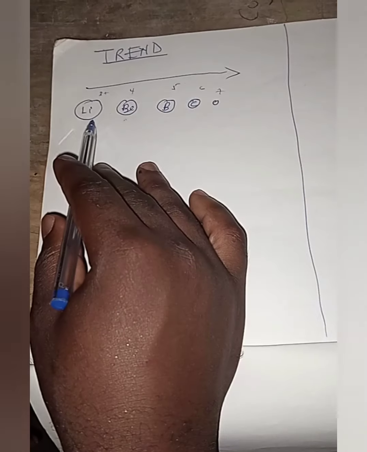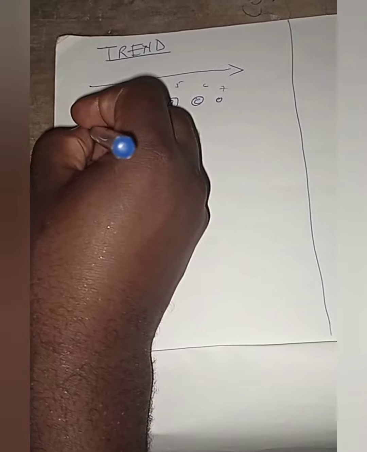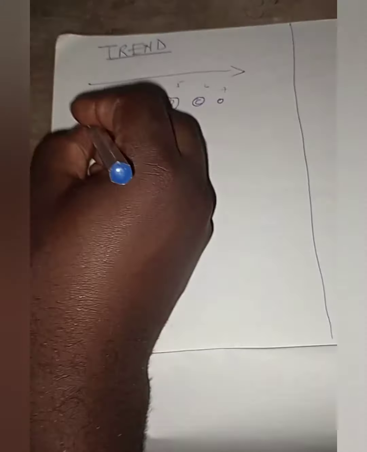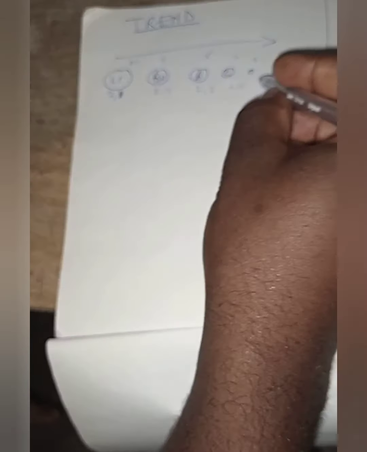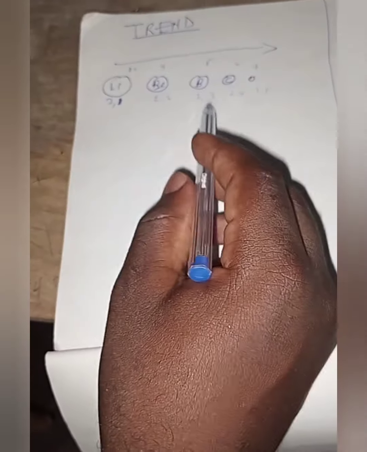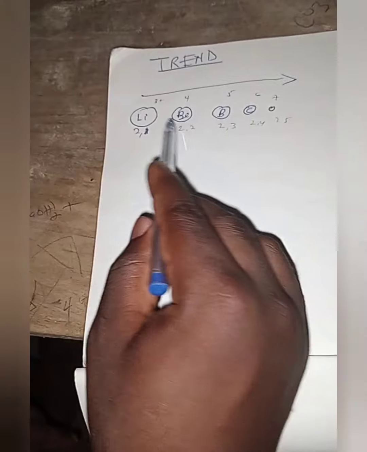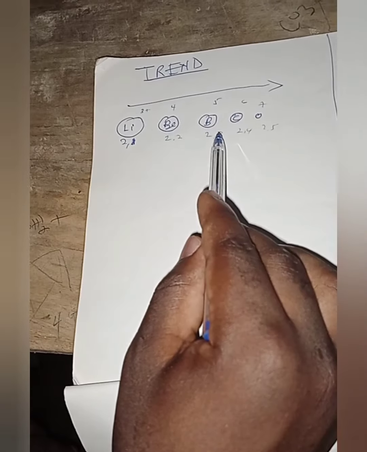So when we are moving like this, let's take the shells. Lithium is 2,1, beryllium is 2,2, boron is 2,3, carbon is 2,4, and nitrogen is 2,5. You can see all of them have two shells. So when we are moving across the period, the electrons enter into the same shells.